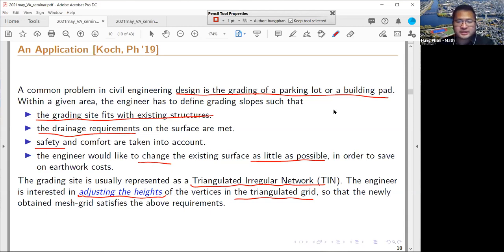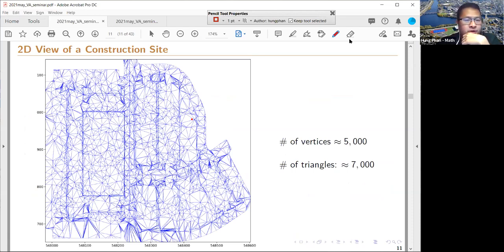Okay, so long story short, I will move on to the design view of a construction site. Some of you may have seen this before, so I promise to keep it short and concise. Here you can see the triangular network consisting of many triangles in 2D view, about 5,000 vertices or 7,000 triangles. It's not a big sample. The engineer has been working with a much bigger map.